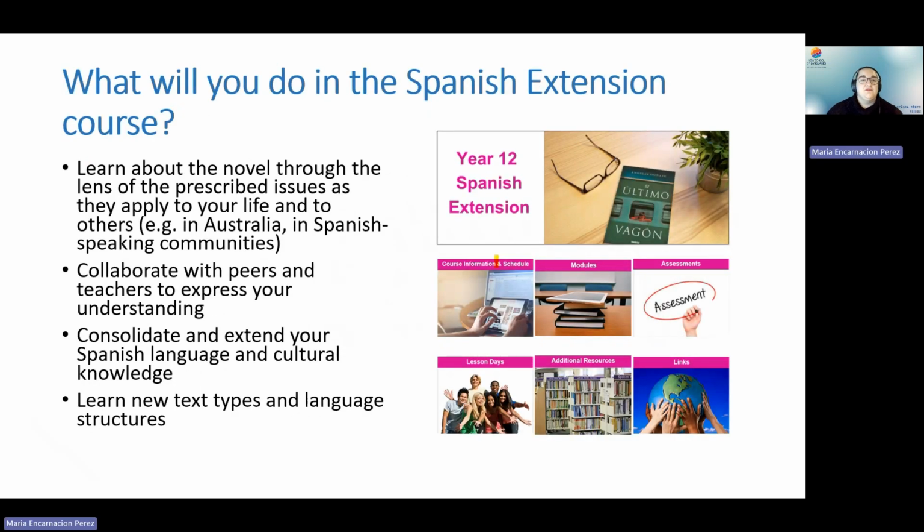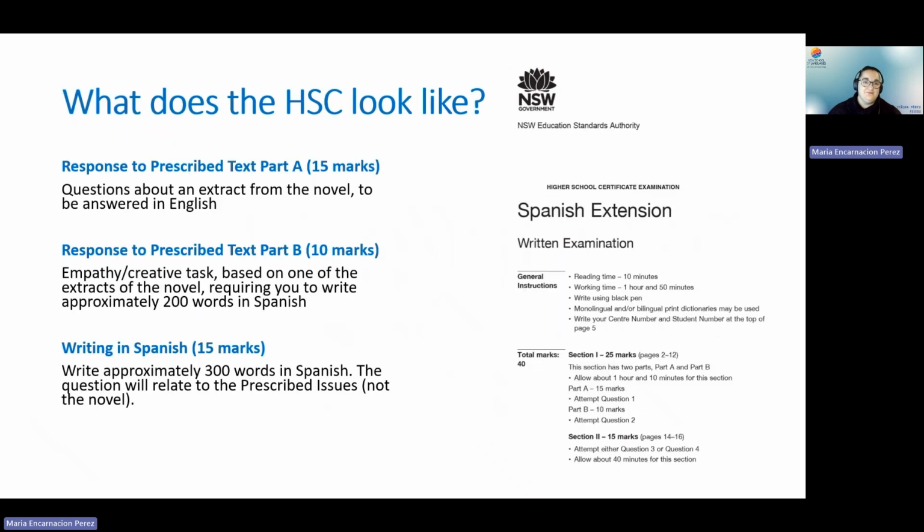So what will we do in the Spanish extension course? So we learn about the novel through the lens of the prescribed issues we mentioned earlier, and we relate that to life in Australia or in Spanish-speaking communities. You collaborate with peers and your teachers to express your understanding, consolidate and extend your Spanish language and cultural knowledge, and learn new text types and language structures.